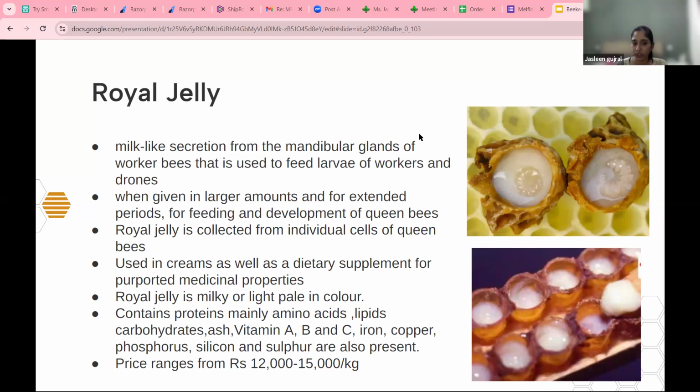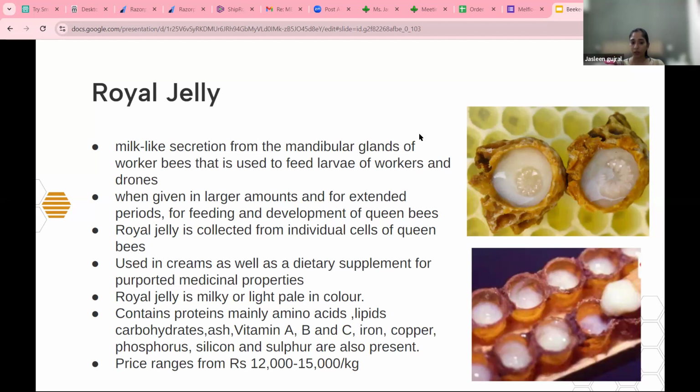So, royal jelly is a secretion which is given to the queen bee. Once the worker bees, or the female bees, know that they don't have a queen bee inside their beehive, they try and make a queen cell. And to that queen cell, they feed this royal jelly. It is given in larger amount so that it's helpful for the development. The royal jelly is collected from the individual queen cells. Then we can use this as a dietary supplement and for medicinal purposes.